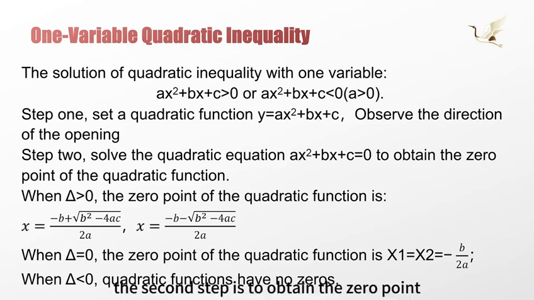The second step is to obtain the zero points of the quadratic function by solving a univariate quadratic equation. The quadratic functions mentioned in the previous questions all have two zeros, but in reality, there are three possible cases for the zeros of quadratic functions. When delta is greater than 0, there are two zeros. When delta is equal to 0, there is one zero. And when delta is less than 0, there is no zero. So for these three cases, what are the solution sets of this quadratic inequality? Can you write it down?